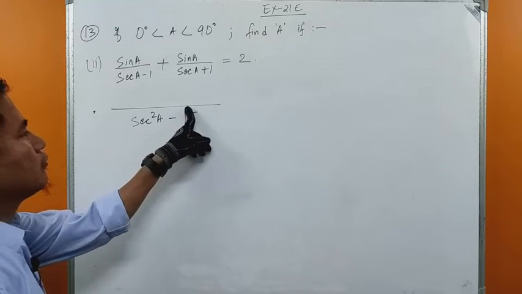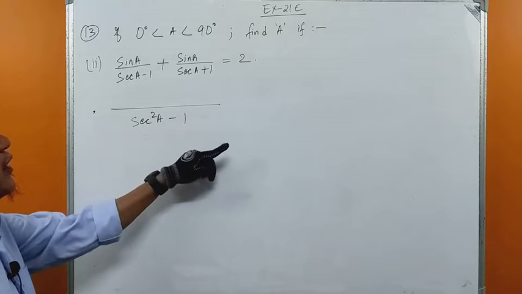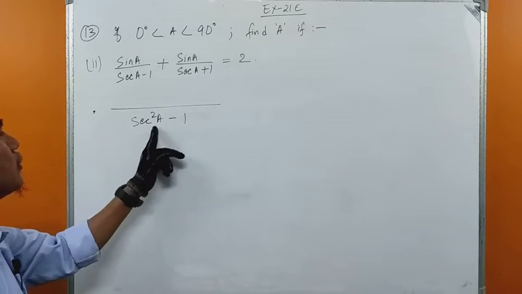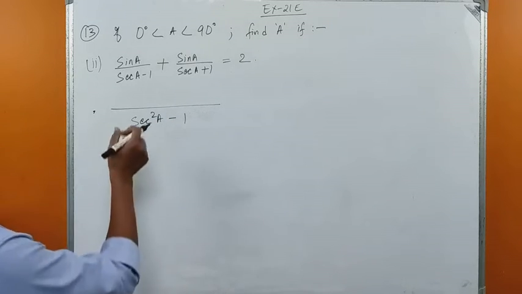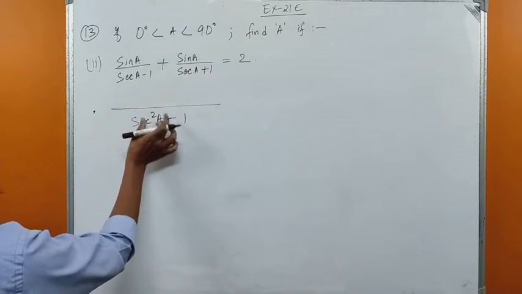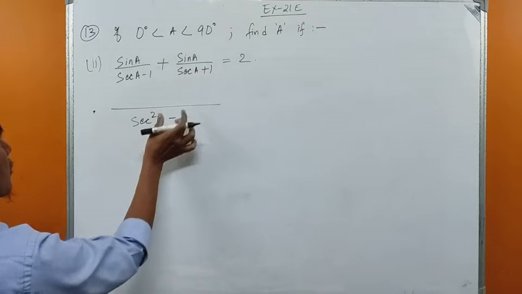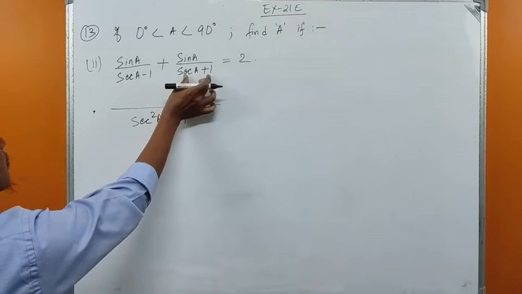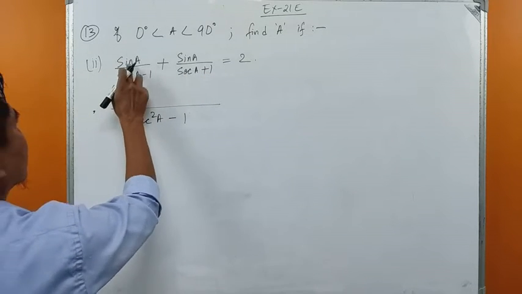So 1 square is 1, we don't need to write this square. So a square minus b square. Now when we multiply this with this, we get this, isn't it? Sec A minus 1 into sec A plus 1 gives us this. So sec A plus 1 into sin A, sin A into sec A.